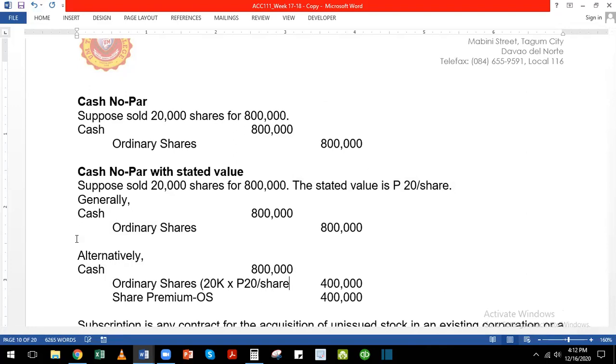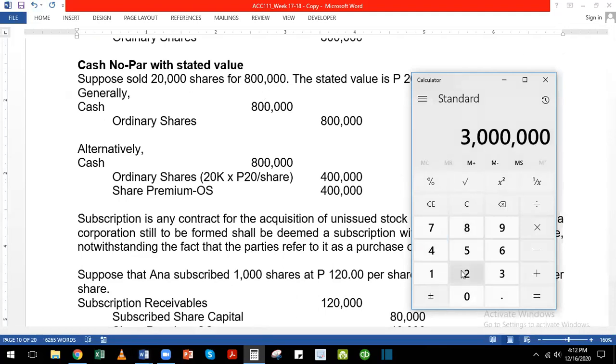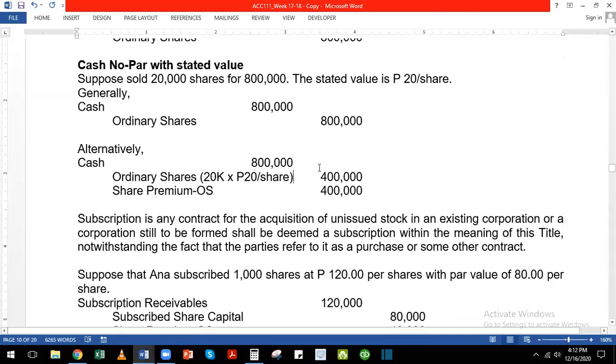Okay. So that is 400,000. So tama ba na 400? 20,000 times 20. So you do have 400,000. Okay. So the ordinary share is at stated value. Now, what will happen sa excess po? So same pa rin po yung kanina. The excess will be credited to share premium ordinary shares. So you credit share premium ordinary shares for 400.